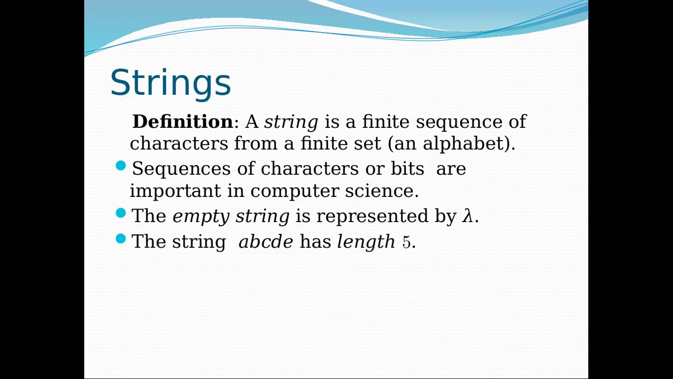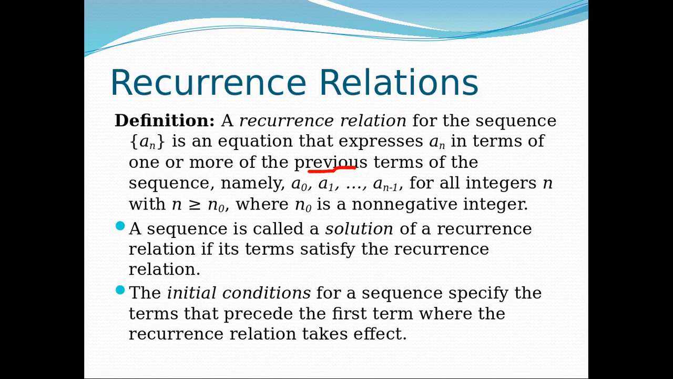For example, if you look at a0, a1 up to an minus 1, for all integers n, where n naught is a non-negative integer, with n greater than or equal to n naught, the an would be described in terms of previous values. For example, we may have a function which says an is equal to an minus 1 plus an minus 2. In this case, any value an is defined in terms of the previous values an minus 1 and an minus 2.